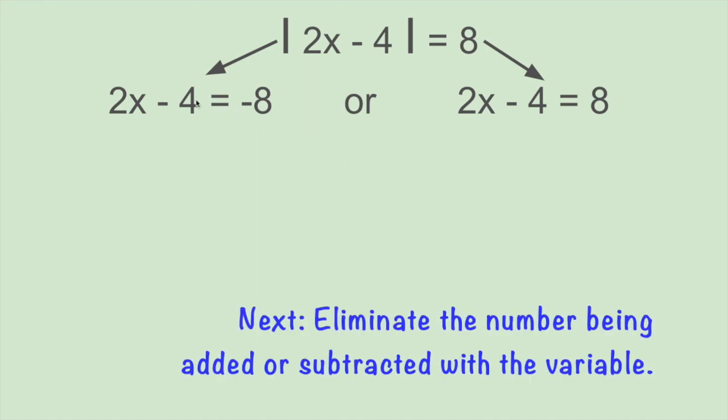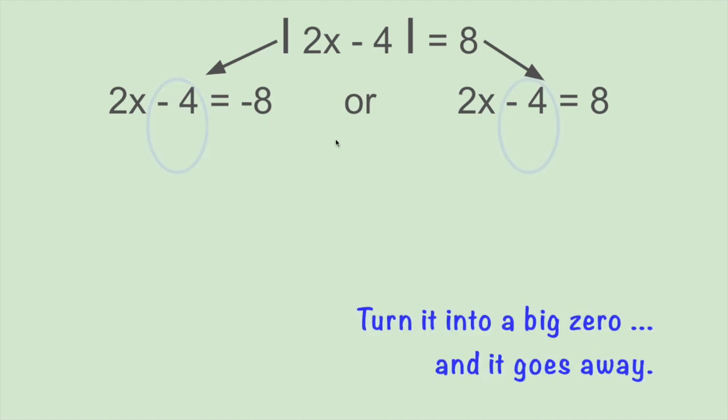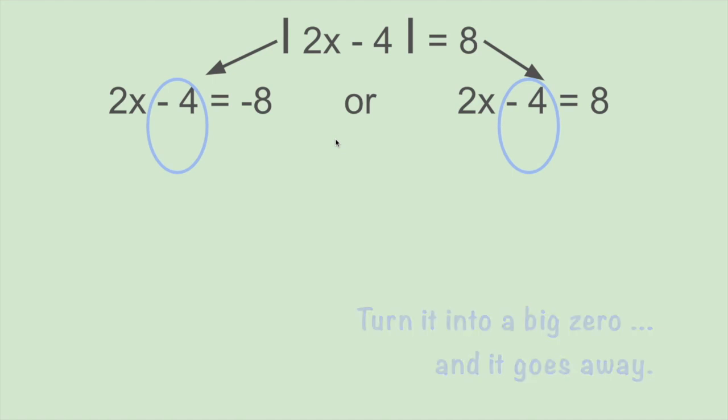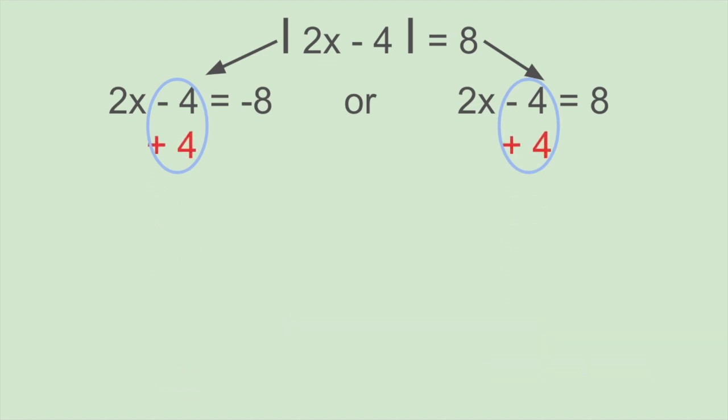Now, what's the first thing we need to get rid of? Yeah, that's right. The number being added or subtracted with our variable term. In this case, negative 4. And we want to turn it into a big 0. How do we do that? Negative 4 and what makes 0? That's right, positive 4. So now you put those two together, they turn into 0, and that mess disappears.